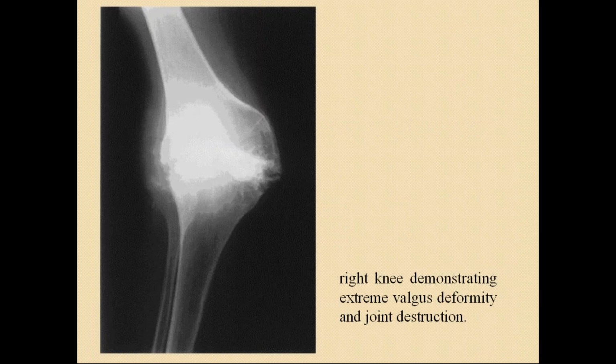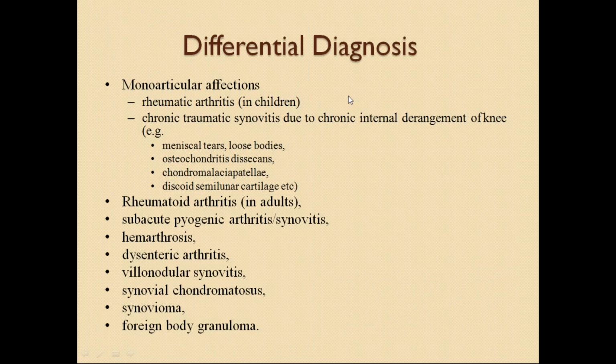So this is the X-ray showing a TB knee joint with valgus knee. This joint is involved, and we can see the deformity here. Here, this is a valgus deformity of the knee joint.